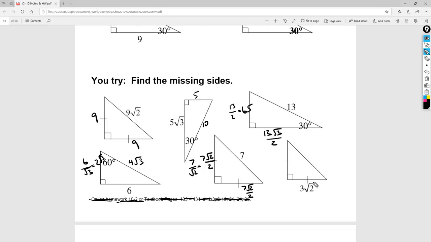Okay, another isosceles triangle, so my other leg will be the same, and I'm going to multiply by the square root of 2 to get my hypotenuse. And the nice thing is, if I multiply by the square root of 2, the square root of 2 times the square root of 2 is just 2, so 3 times 2 is 6.